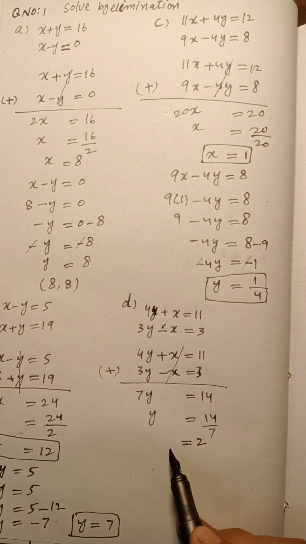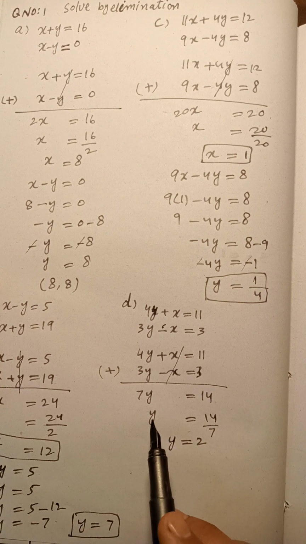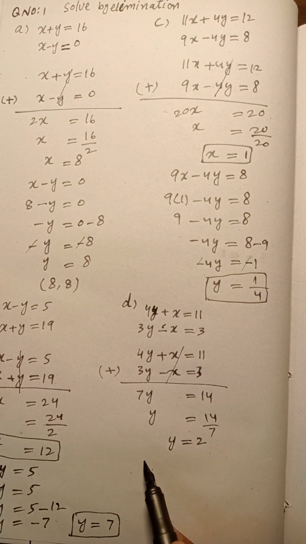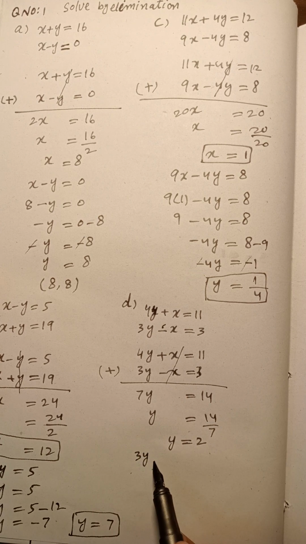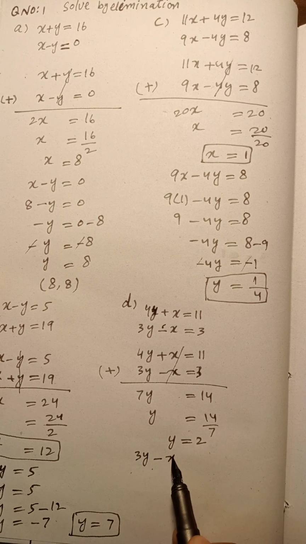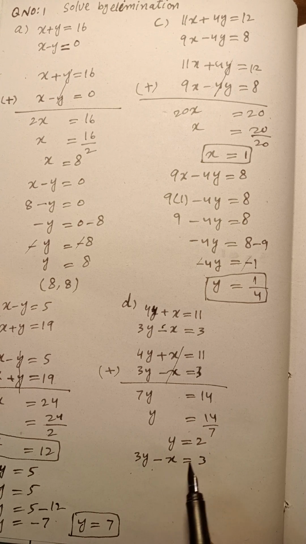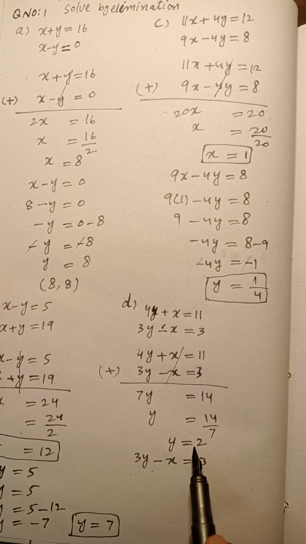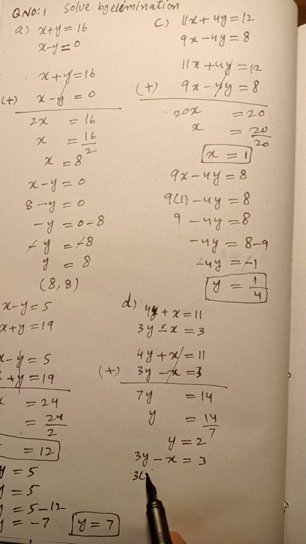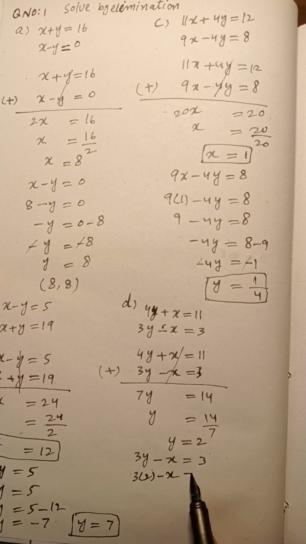14 divided by 7 is equal to 2, and carry this equation to find the value of y. Find the value of x. 3y minus x is equal to 3. Now put the value of y, that is 2 here. 3 into 2 minus x is equal to 3.